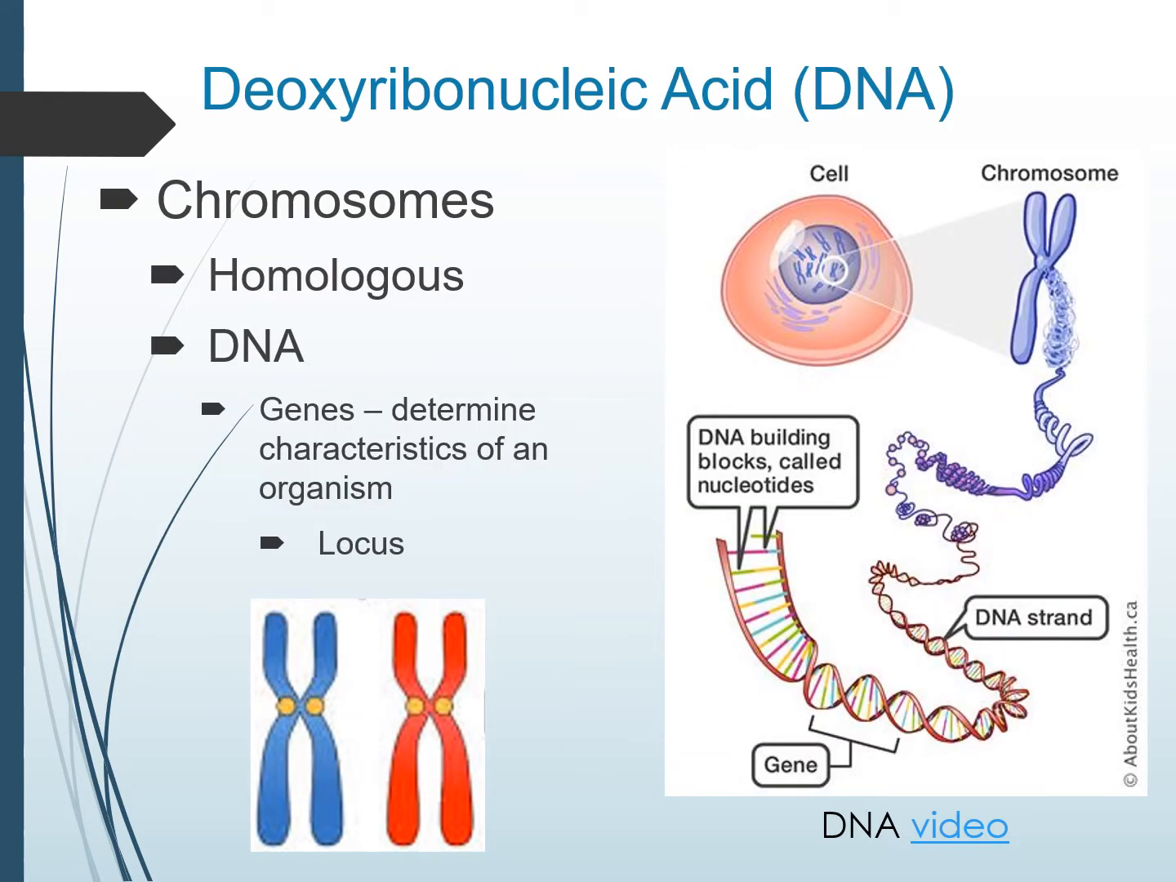Deoxyribonucleic acid, better known as DNA, is organized in the eukaryotic cell in matching pairs called chromosomes. A set of chromosomes is referred to as homologous. In homologous pairs, one is inherited from the mom and one from the dad. The blue and red chromosomes would be a matching pair. Chromosomes are wrapped up in coils of DNA strands. On each strand are segments known as genes. It is genes that determine the characteristics of an organism. This could be eye color, fur or no fur, or how tall an organism grows.